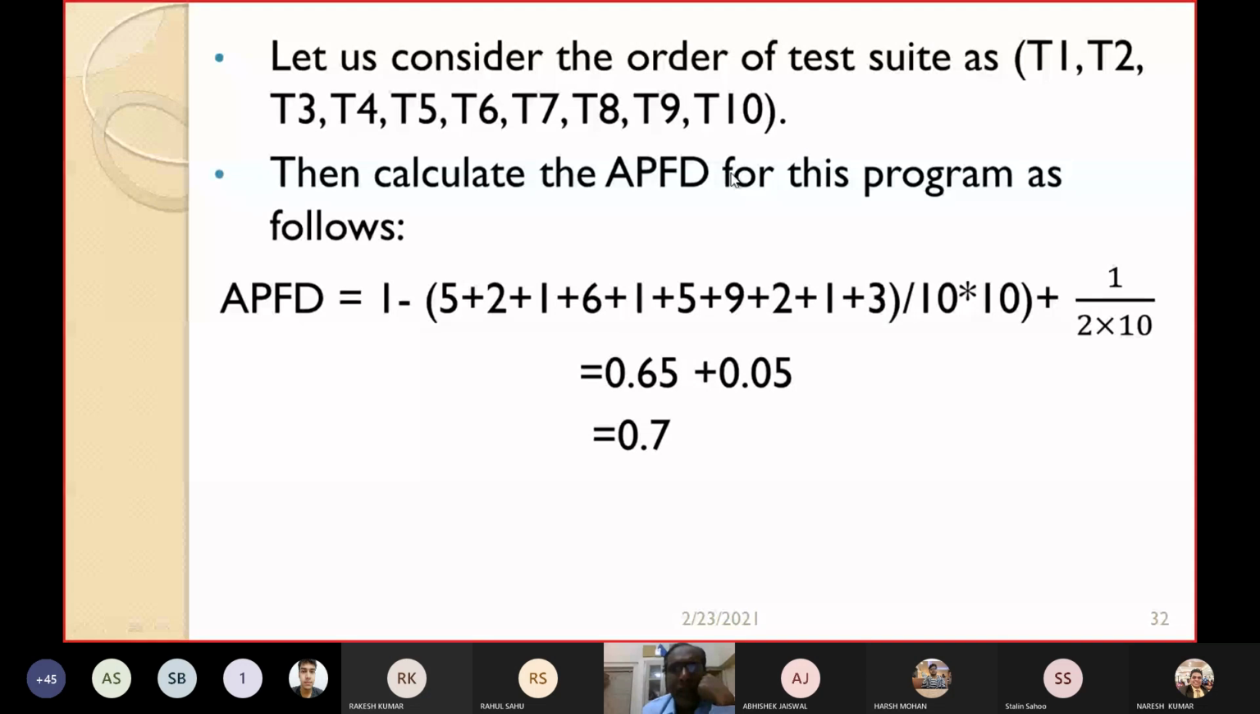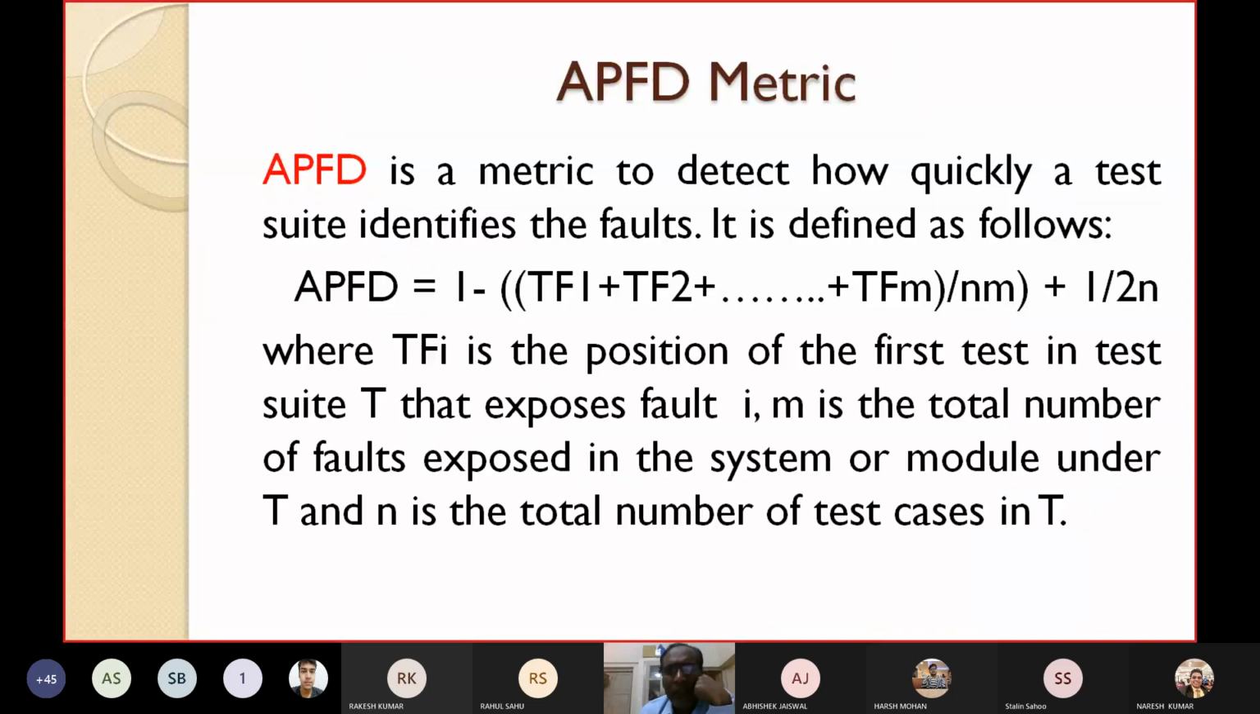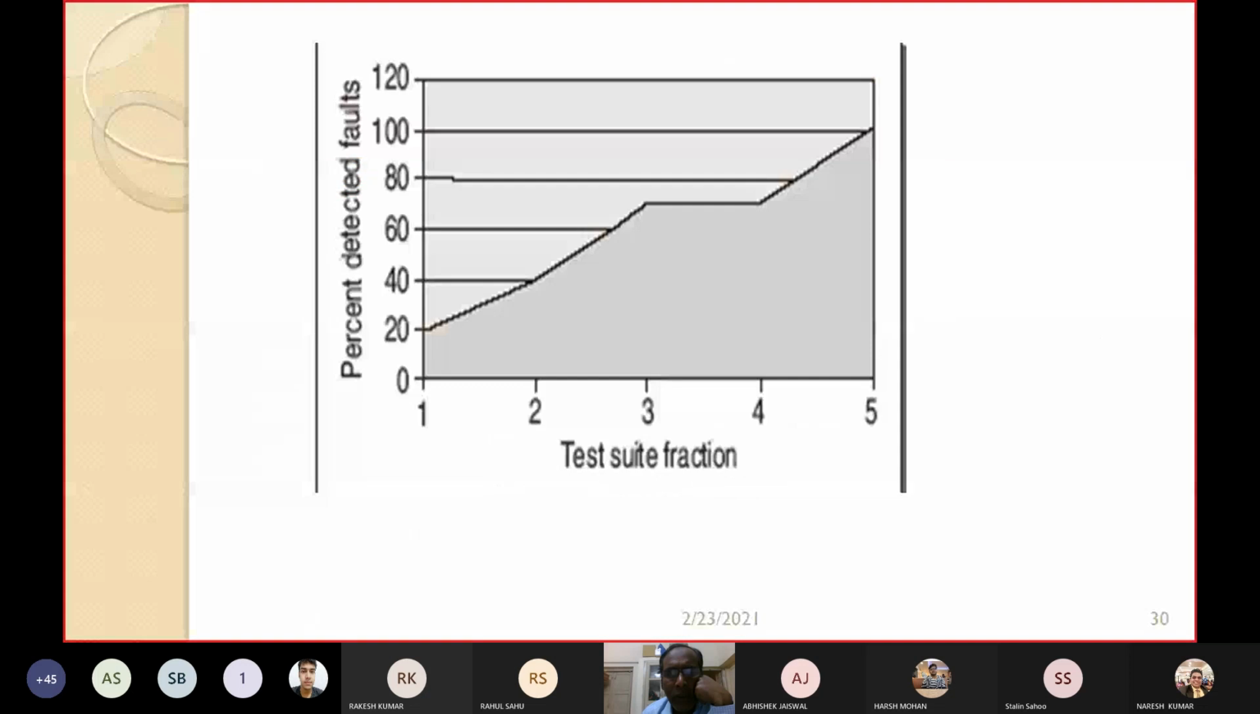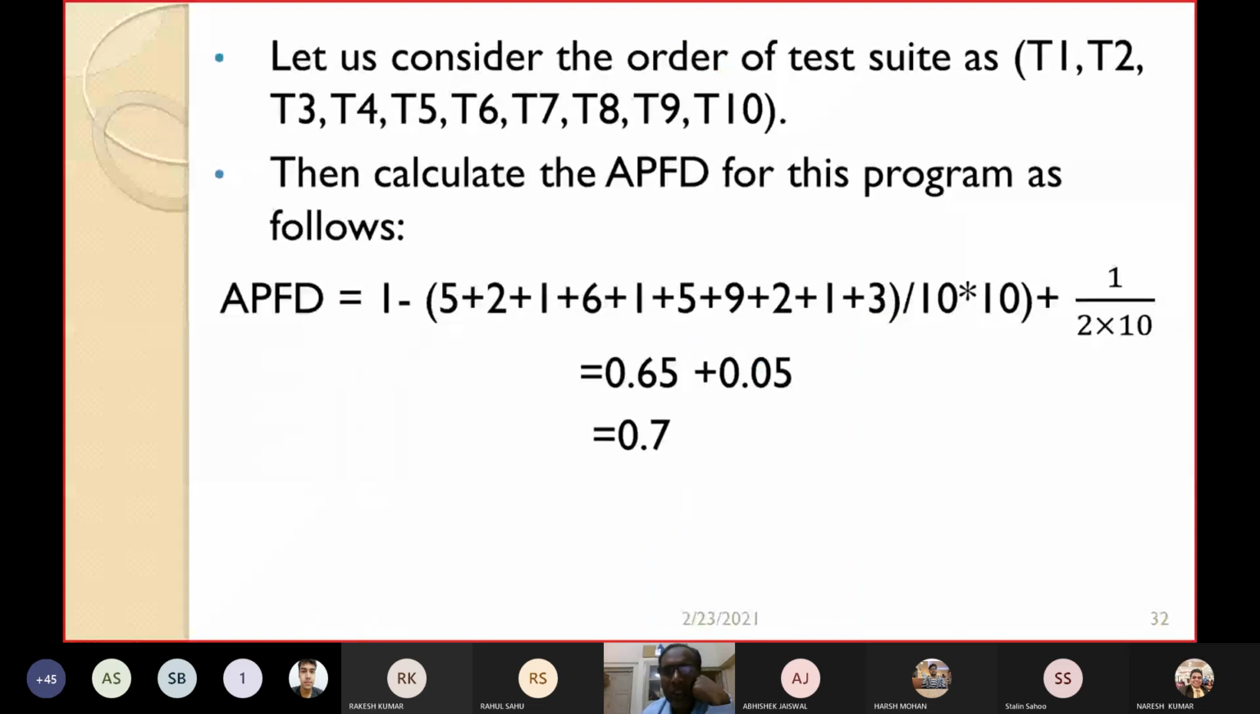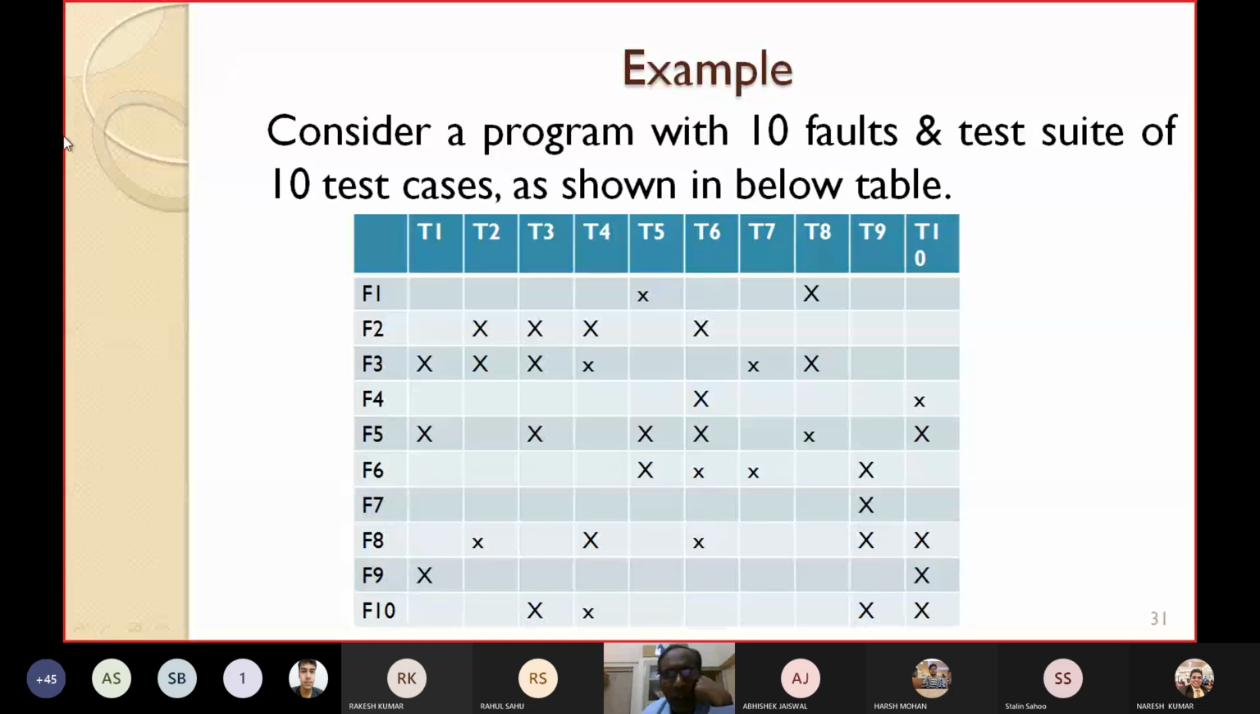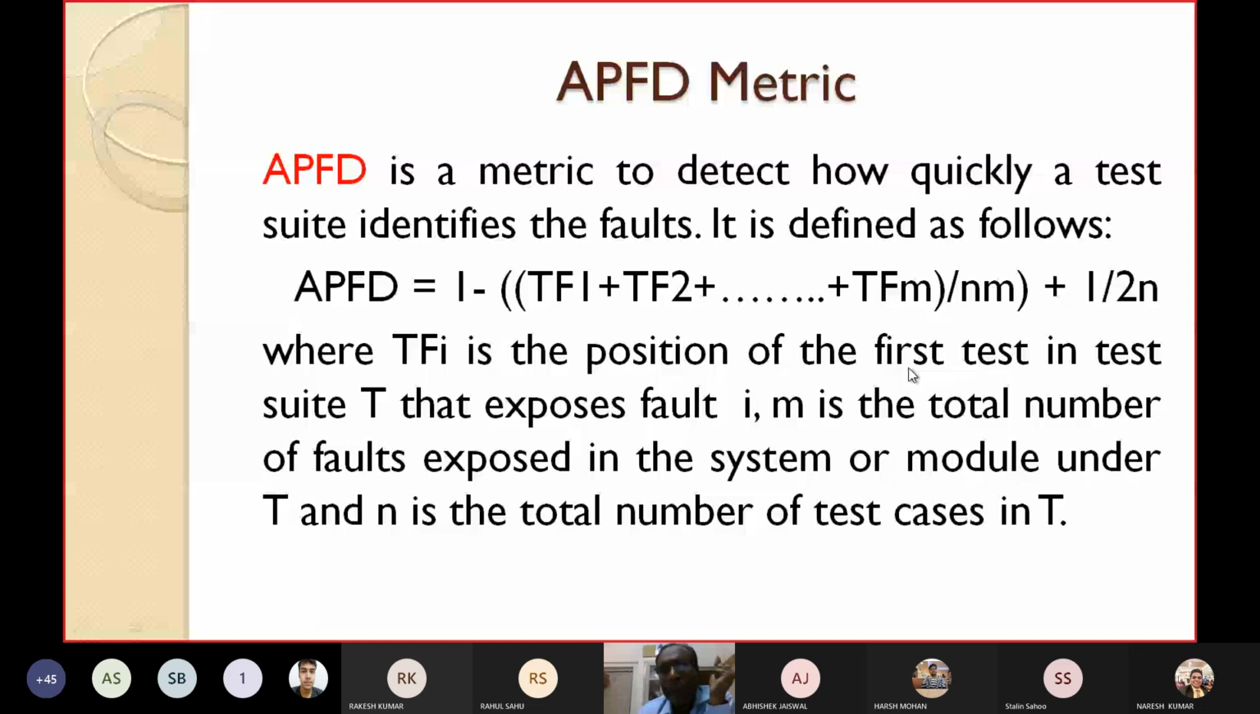I have to go to the formula. What is it saying? TFi means the position of the first test in test suite T which exposes fault i. Look at this table that is given to me. This is fault 1. I first have to find TF1, the position of the first test in the test suite T that exposes fault 1. Which test case first detects F1? T5.